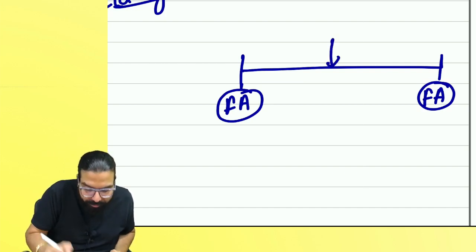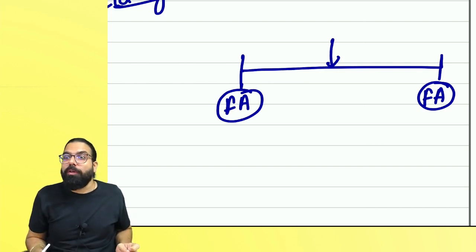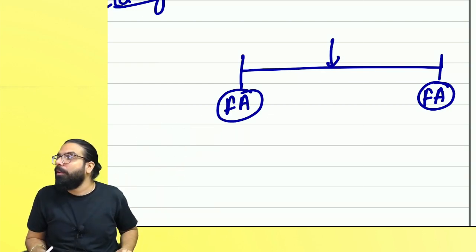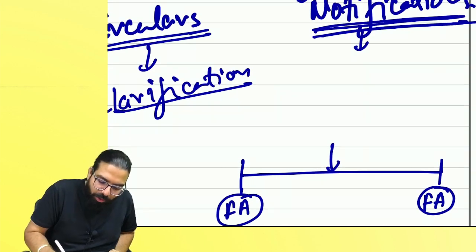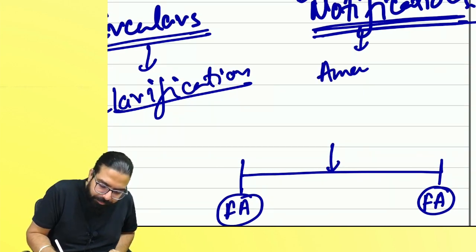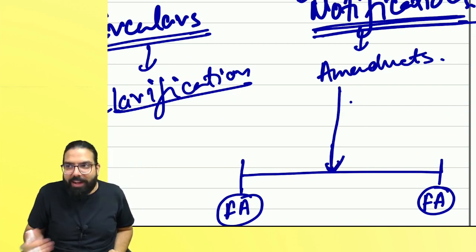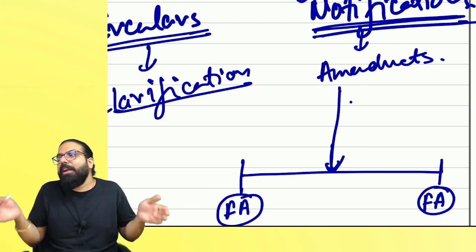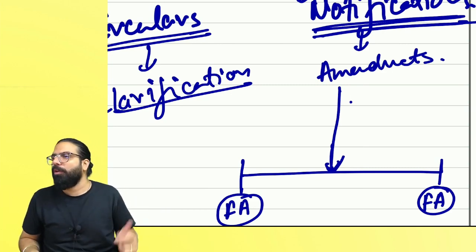Now, in between these two Finance Acts, if any amendment has to be brought, and that is very urgent, it can't wait for the next Finance Act. Then what to do? They will go ahead and issue a notification, and a notification is nothing other than amendments. Amendments between what? To the Finance Act, because through the Finance Act the government will anyway get the amendment. But if any amendment has to be done during the year, the government can go ahead and issue one notification.